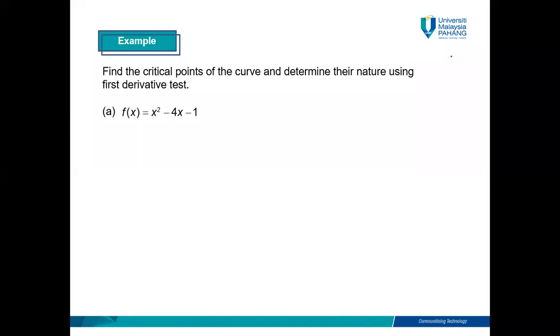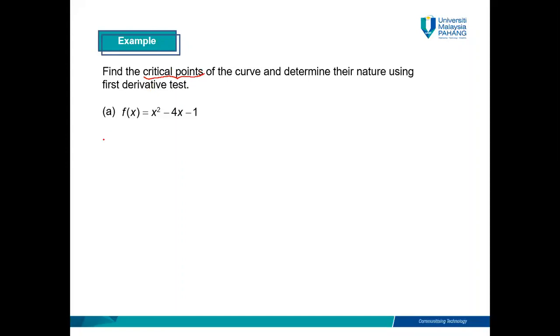Okay, so we continue with another example. Find the critical points of the curve and determine their nature using first derivative test. What is the difference between the previous example and this example? In the previous example, we wanted to determine whether the function was increasing or decreasing on the interval. But now we want to find the critical point. Is it slightly different from the previous example?